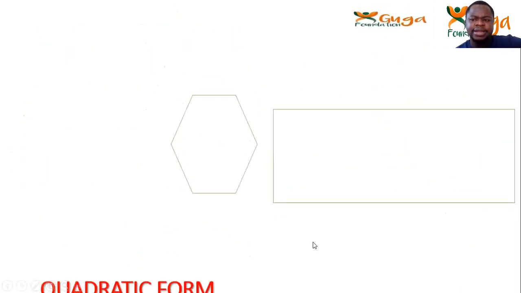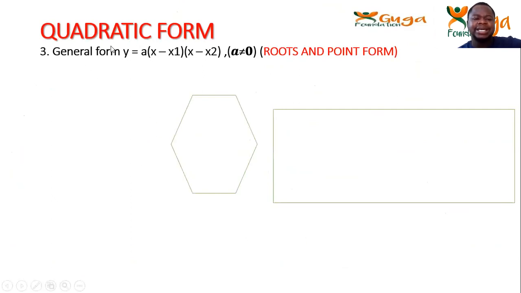Let's look at the last case, case number three. Case number three is given by the general form y equals a(x minus x1)(x minus x2), whereby your a will never be equal to zero, right? Because if your a is equal to zero, now you've got a problem here. So this form, we call it a roots form. So you might just be given x-intercepts and any other point on the graph.